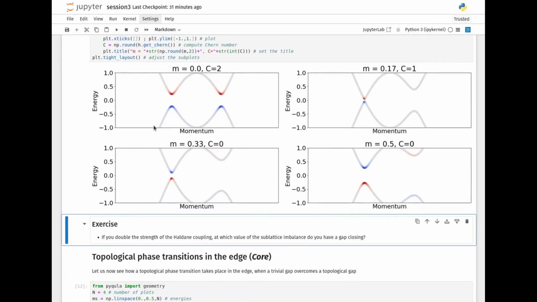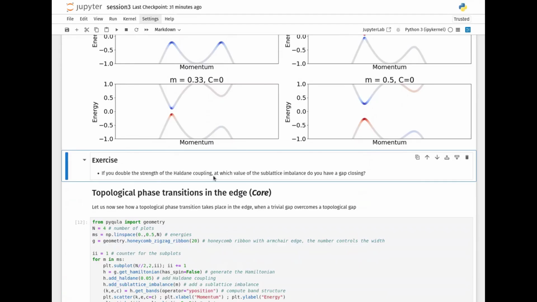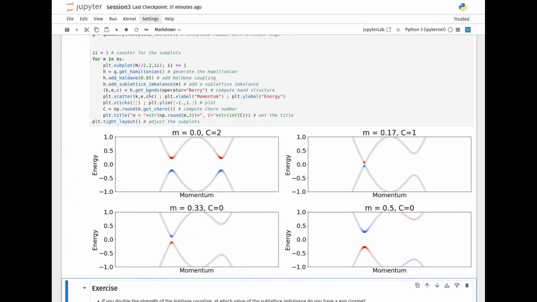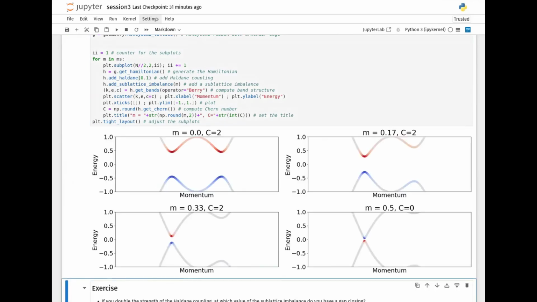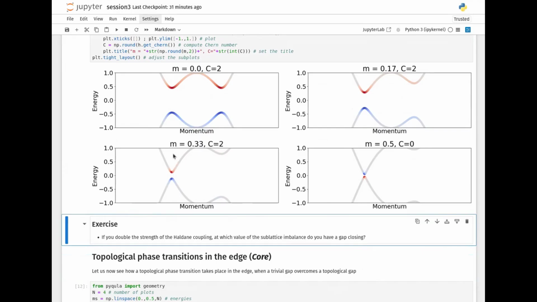And so we can go through the first question. So you double the strength of the Haldane coupling, at which value of the sublattice imbalance do you have gap closing? So for this, we can just go to a bigger Haldane coupling, so 0.1. And you see that at 0.1, you have Chern number 2 here, Chern number 2 here, Chern number 2 here, and afterwards Chern number 0. And so the bigger the Haldane coupling, the bigger the topological gap, and therefore the bigger the sublattice imbalance that controls the trivial gap needs to be in order to overcome the topological gap.